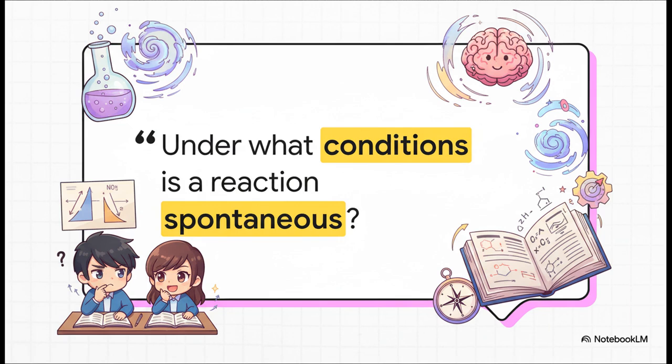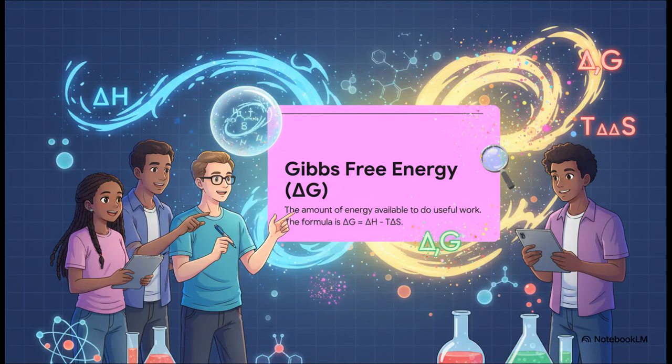So this really is the million-dollar question in all of thermodynamics, right? Under what conditions is a reaction spontaneous? I mean, why do some things just happen on their own, like rust, while other things need a huge push? Your textbook is obsessed with this question. And the answer? It all comes down to one simple concept. And that concept is Gibbs free energy. We call it delta G.